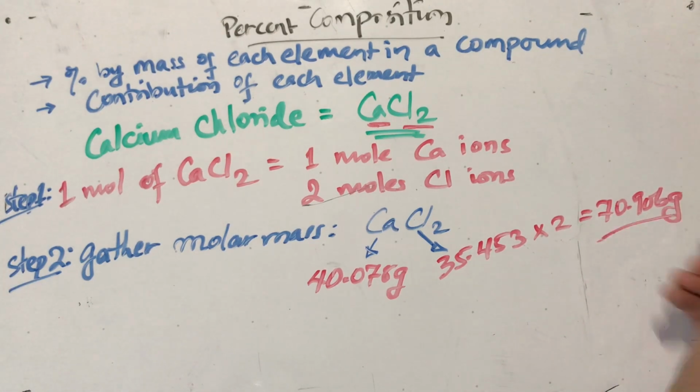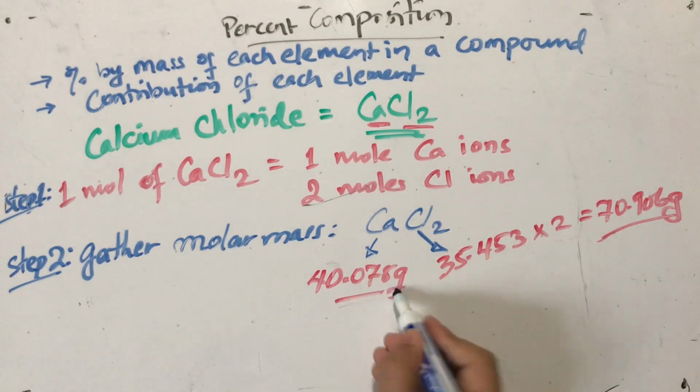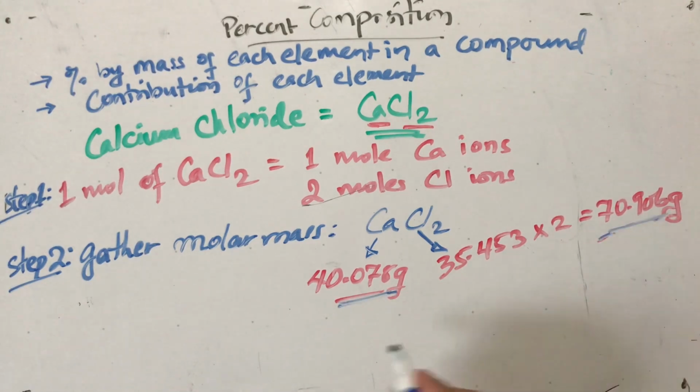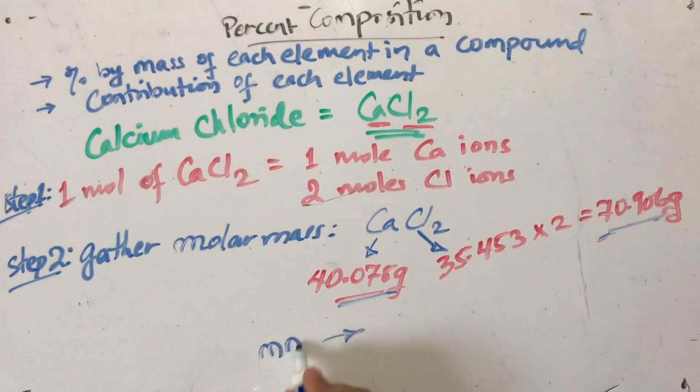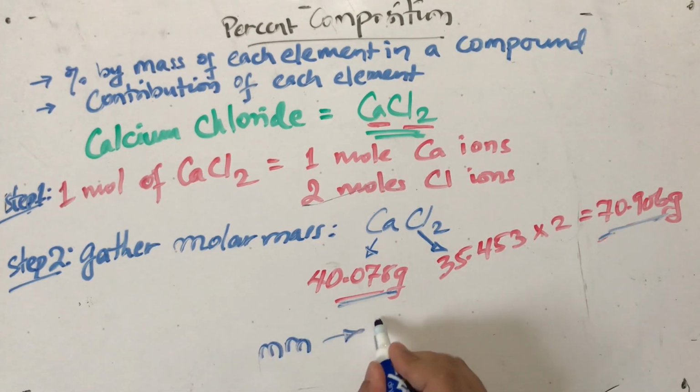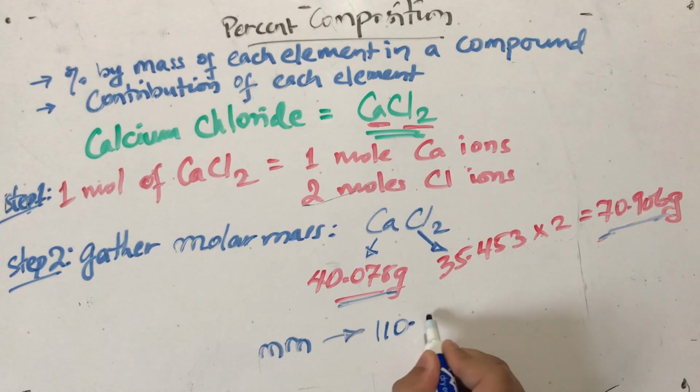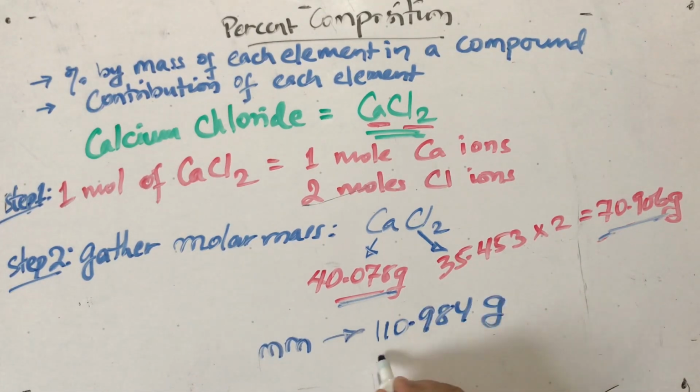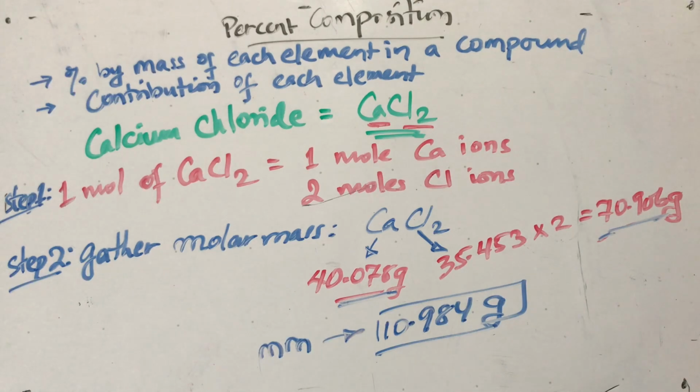That gives you around 70.906 grams. To find the molar mass of the entire compound, calcium chloride, you just add them together. When you add this number and this number, you get 110.984 grams. That's the molar mass of the compound. Now finally, we have to use this data to set up a mathematical step to calculate the percent by mass contribution of each element to this compound.